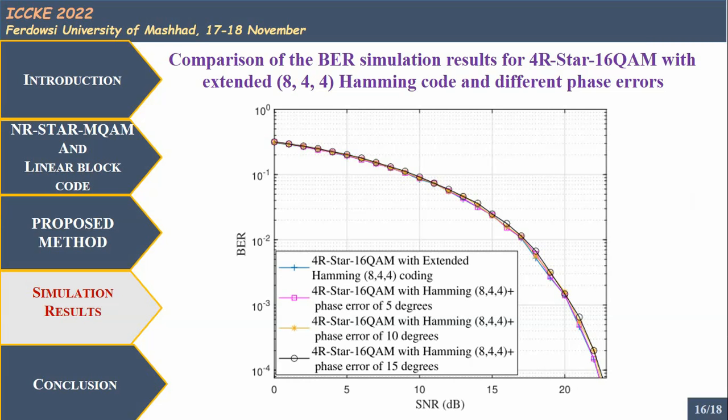The result of this figure shows that the constellation performs well against phase mismatch and phase errors. The reason is that in the four-ring star 16QAM constellation, the angular distance between symbols is large enough.